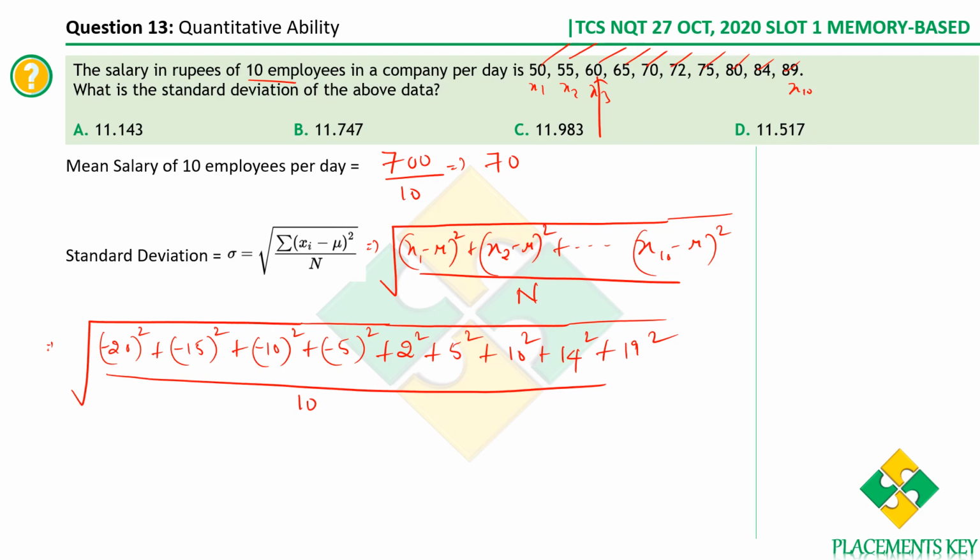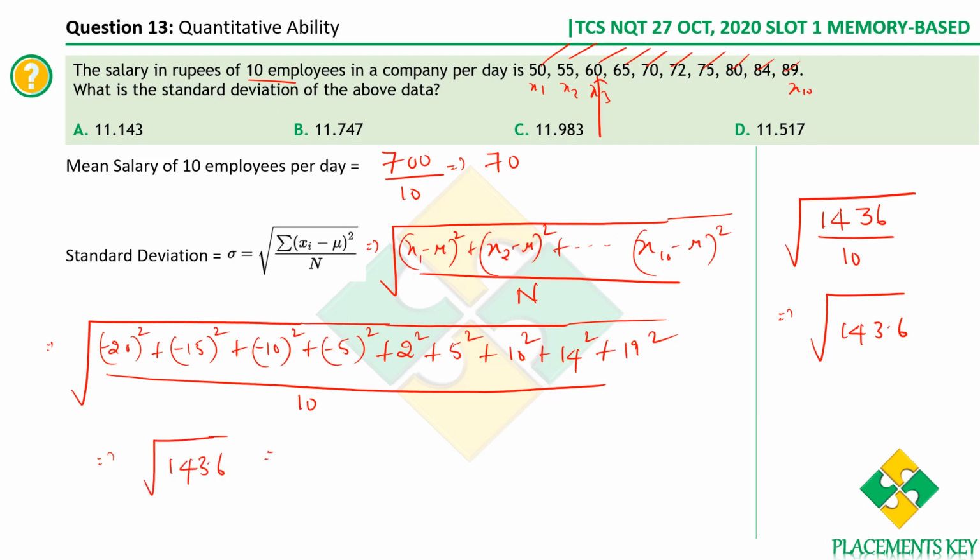So this is what we are supposed to compute. Now you can always use the on-screen calculator in TCS here. So I'm writing down the value of this. So what do we get? We get the square root of the entire sum. We get it as 1436. So 1436 is what we get, and then divided by 10. So effectively we get the square root of 143.6.